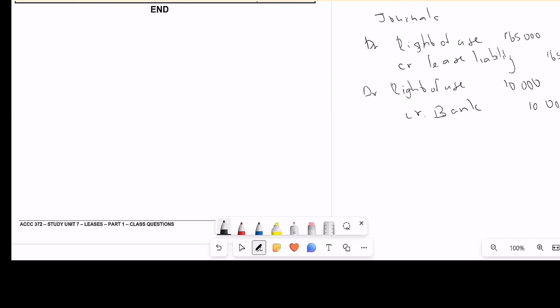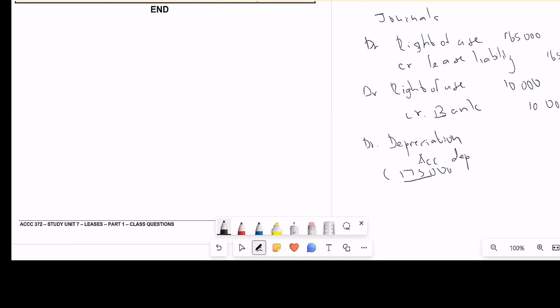Then we're going to have to recognize all the other journals. So here we have to calculate depreciation, because now the asset is in our books. And remember, when we calculate depreciation on a lease, we use the lower of the expected useful life of the asset or the lease term. So here I'm just going to say accumulated depreciation, because it's going to be a bit too long here.